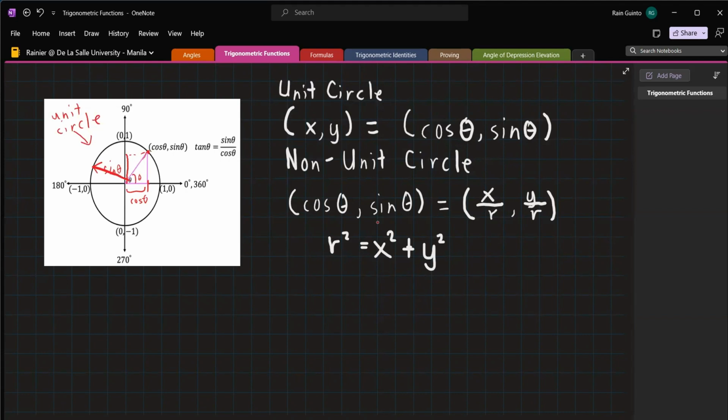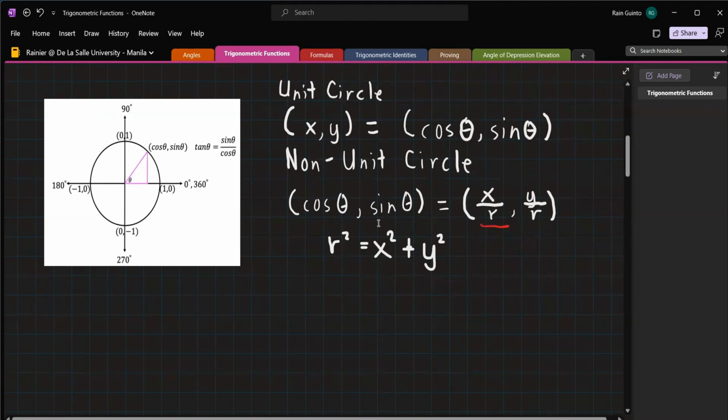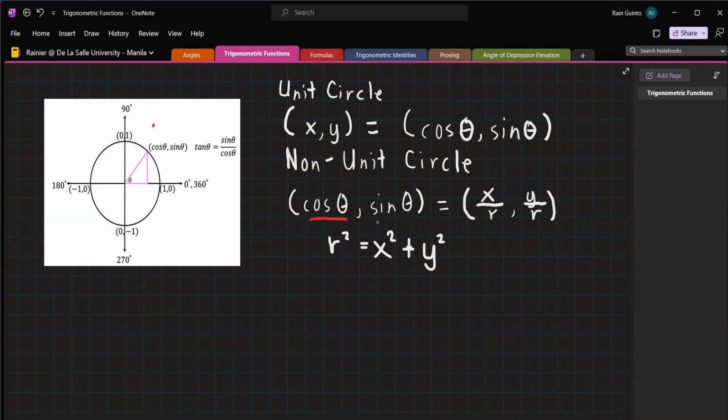However, it is still quite hard, especially if our point is not on the unit circle. When we have a point that is not on the unit circle, we can still look for its cosine and sine theta. Of course, we can use the approach given above, but there is also another method. We can denote cosine theta equals x over r and sine theta equals y over r, wherein x is the x-coordinate of this point, y is the y-coordinate of the point, and r is the distance of the point from the origin.